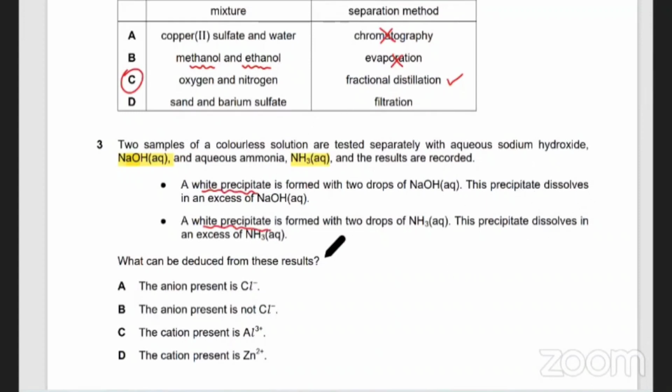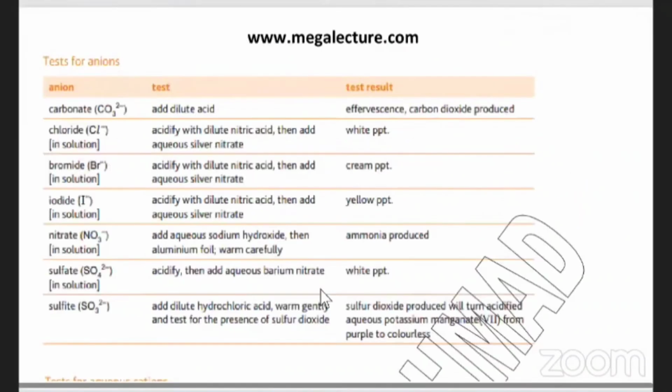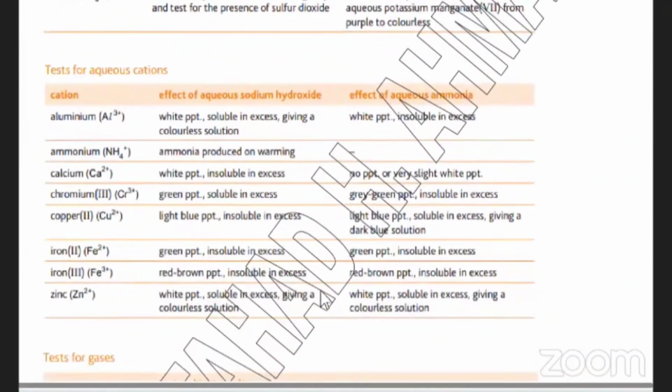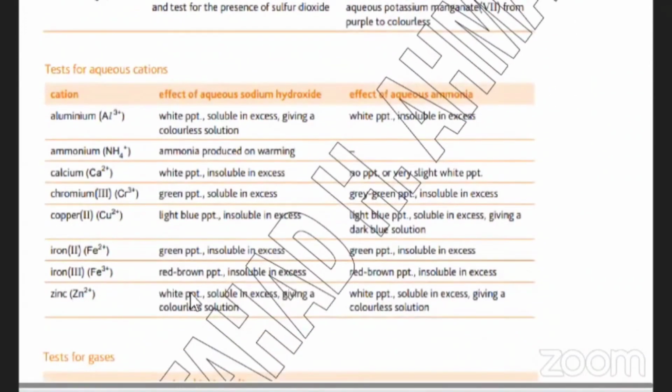And the precipitate dissolves in excess. Okay, in both cases if you look carefully, the precipitate dissolves, it dissolves in both. So what will this be? It dissolves in both, so that's going to be zinc. Look here under zinc. Zinc is going to produce a white precipitate in both cases. And it's soluble in excess, giving a colorless solution. So NaOH and ammonia, it's soluble in both.